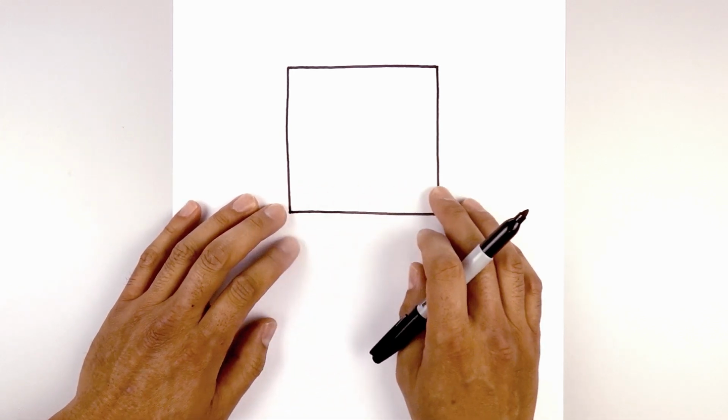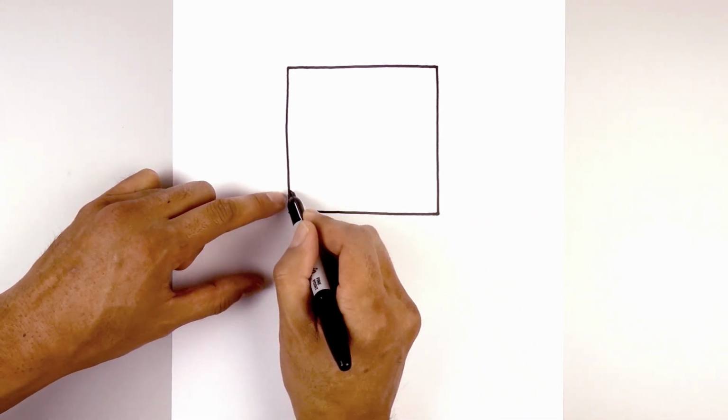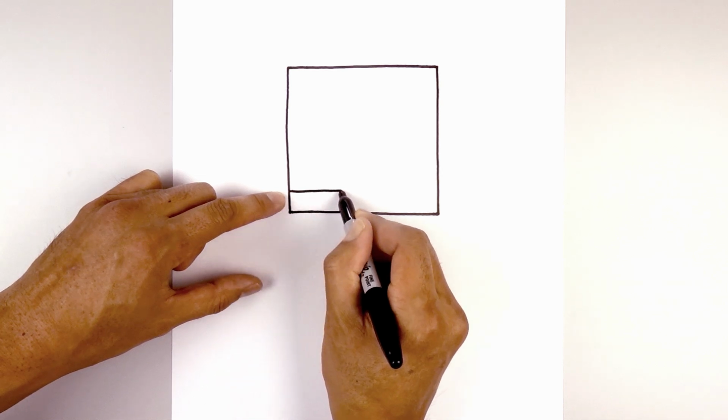Now we want to go in and separate out the jaw. So from the bottom corner we're going to step up and draw a straight line going across from left to right.